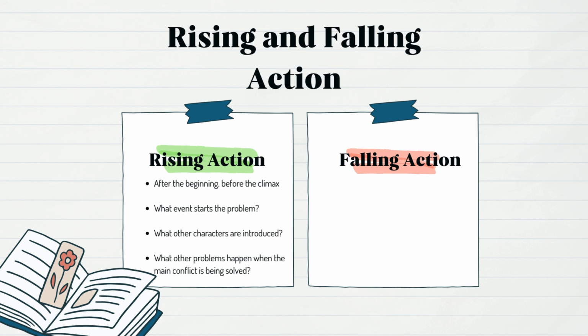We'll learn more about different characters, maybe how they apply to the story. We'll also learn about other problems that happen when the main conflict is being solved. Sometimes a character will be going toward that big problem. They'll be building up. Maybe they'll be on an adventure, but they'll run into little bumps in the road. Now, these little problems might not be that big problem that's happening.